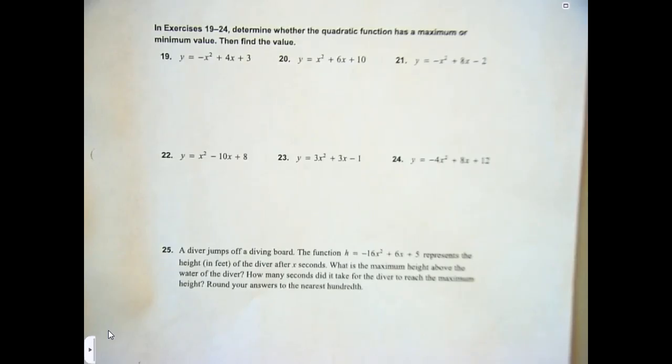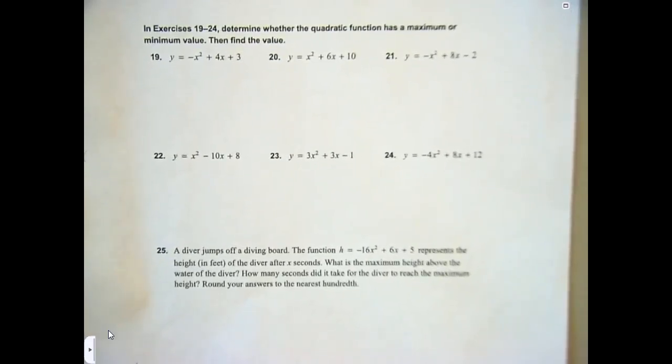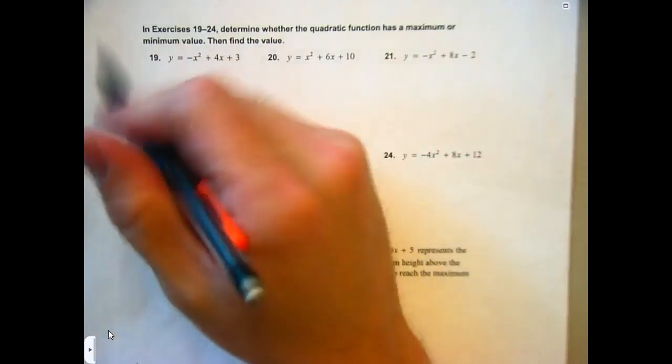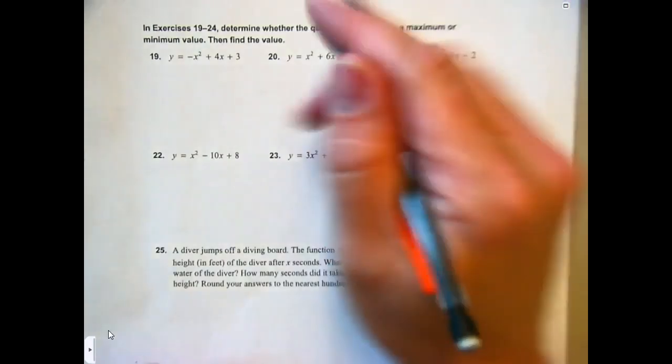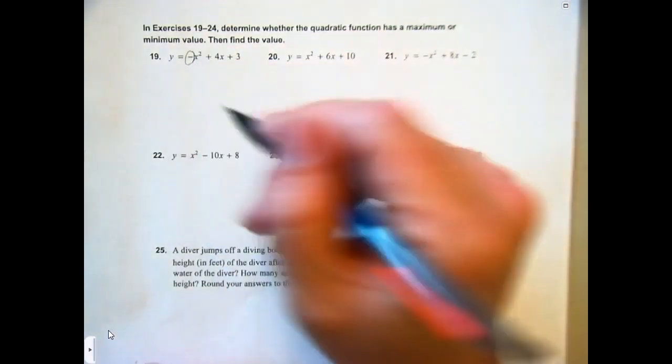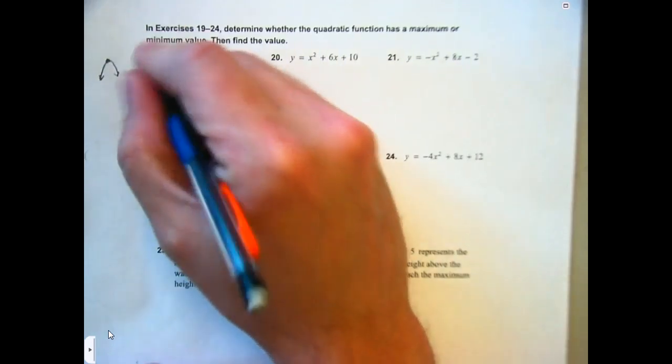Maximum or minimum? Max? Min? Does number 19 have a maximum or a minimum? Maximum. How many say max? Raise your hand. How many say min? Okay. Which way does this graph open? Up or down? Opens down. So it has a max.